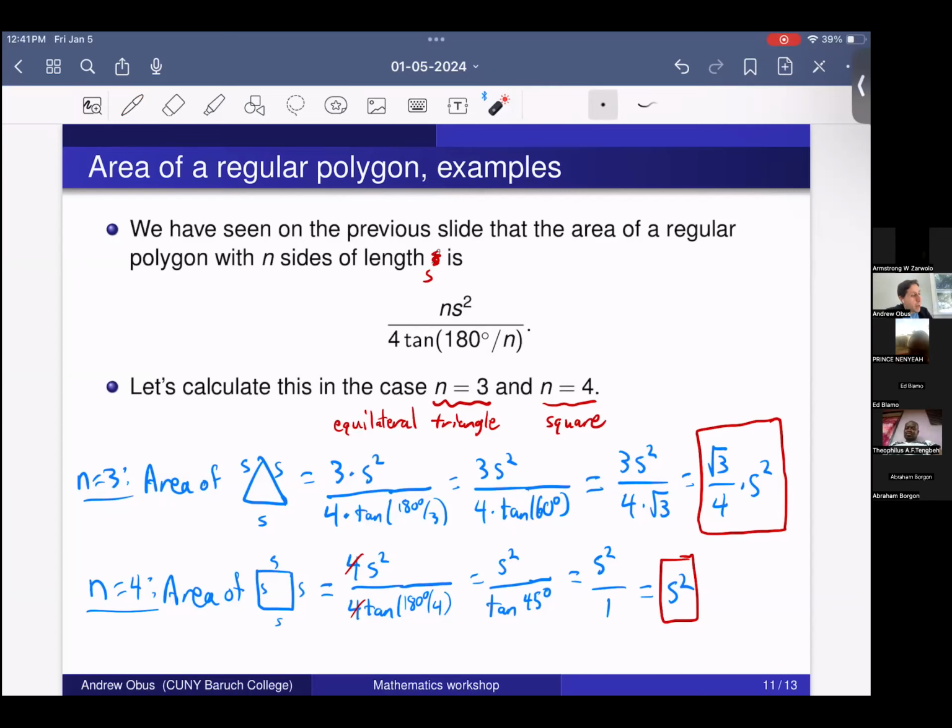Okay, so for an equilateral triangle, we get √3/4 times s squared. For a square, we just get s squared. And as we have more and more sides, we're always going to have an s squared, but we're going to get some different coefficient, which is going to be n/4 times tangent of 180 degrees over n. Okay. Questions?